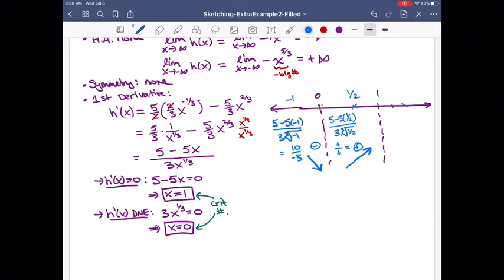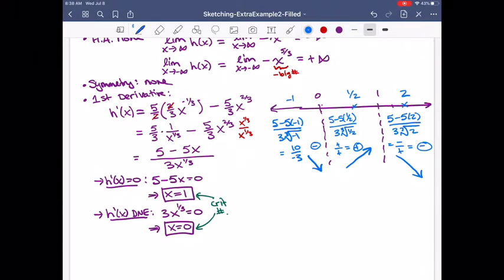And then if I do something bigger than 1, let's say 2, now I have 5 minus 5 times 2 over 3 times the cube root of 2. Which is not a nice number, but we don't actually care what the number is. 5 minus 10, that's a negative. The bottom's a positive, so this is going to be a negative, which means that we are decreasing there.